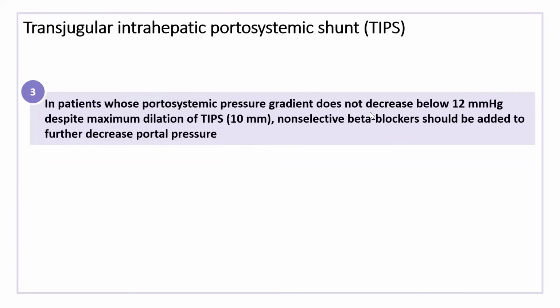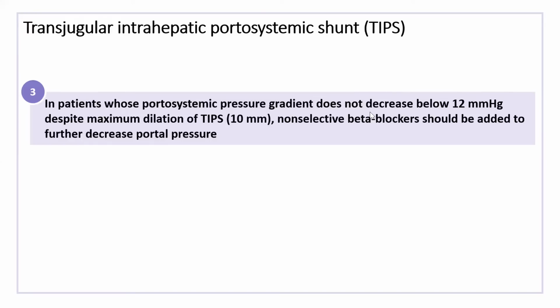In patients in whom the portosystemic gradient does not decrease below 12 millimeters of mercury despite maximum dilation, non-selective beta blockers should be added to decrease portal pressure. This recommendation comes because people with TIPS and a portosystemic pressure gradient greater than 12 millimeters of mercury have 8.5 times the risk of developing portal hypertensive complications than those with a lower portosystemic pressure gradient.